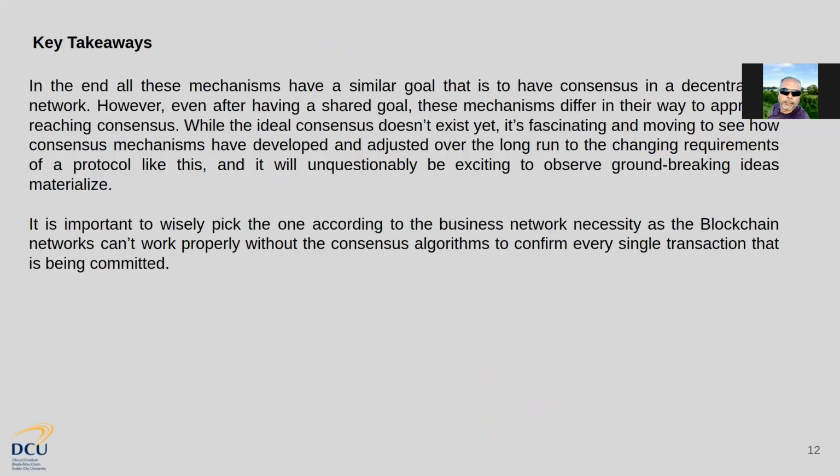In the end, all of these mechanisms have a similar goal, that is to have consensus in a decentralized network. However, even after having a shared goal, these mechanisms differ in the way they approach reaching consensus. While the ideal consensus doesn't exist yet, it's fascinating to see how these consensus mechanisms have developed and adjusted over the long run to the changing requirements of the protocol, and it will unquestionably be exciting to observe groundbreaking ideas materialize. It is important to wisely pick the one according to the business network necessity, as blockchain networks can't properly function without consensus algorithms to confirm every transaction that is being committed.